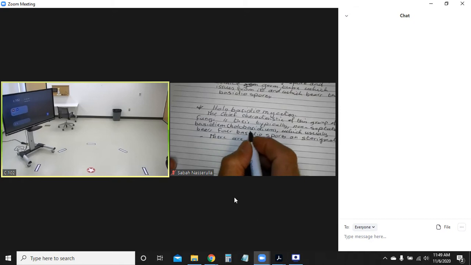So basically, what is their characteristic here? Now, to mention the other point, there are two natural groups within the holobasidiomycetes.